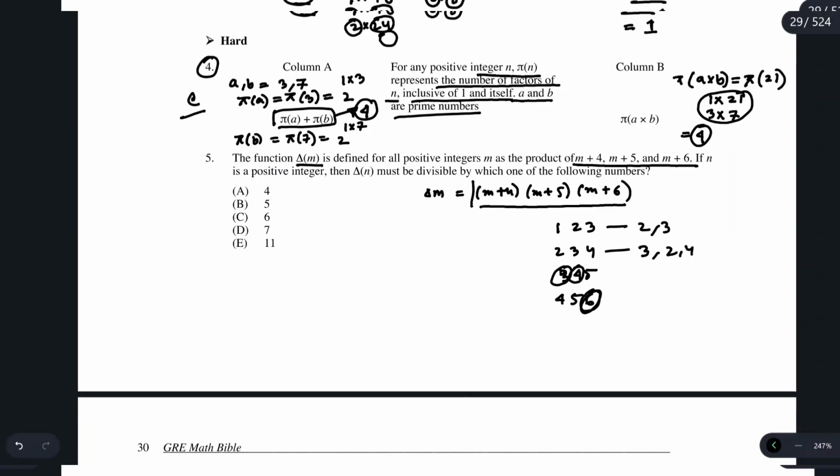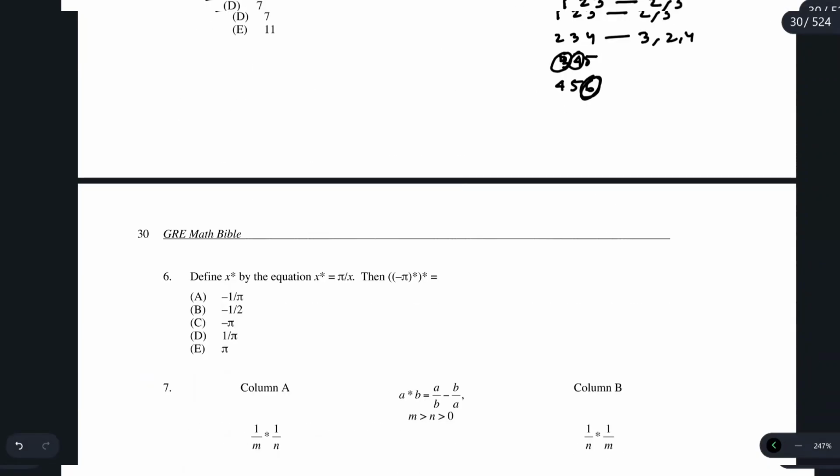For any 3 consecutive numbers, we will have one number that is divisible by 2 and one number that is divisible by 3, and they can both be the same number. Since there are numbers divisible by 2 and by 3, the product should be divisible by both 2 and 3, or divisible by 6. So for question 5, the answer should be C, or 6, because we have to figure out which of the following numbers delta n must be divisible by. Let's move on to the next problem, problem 6.